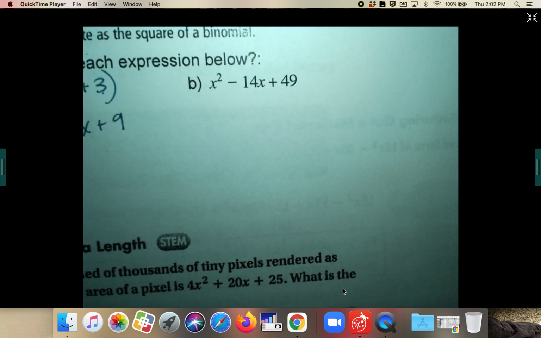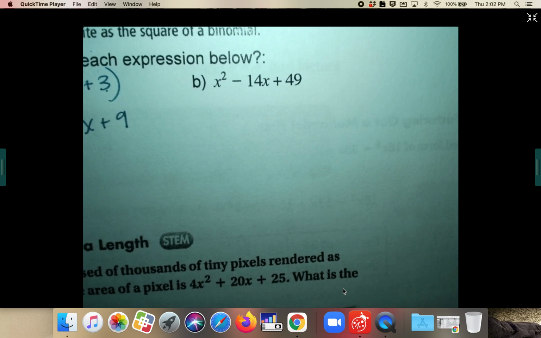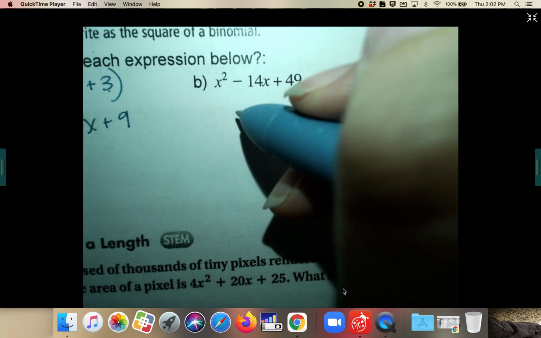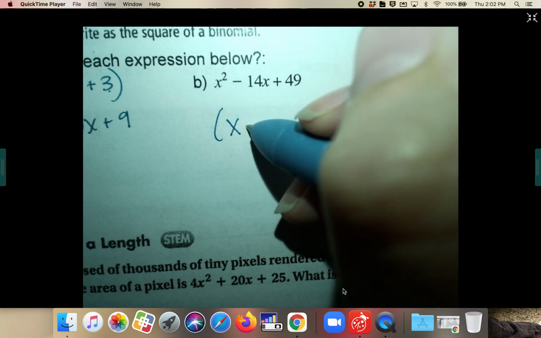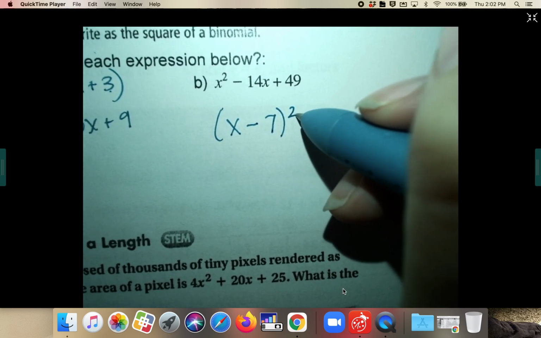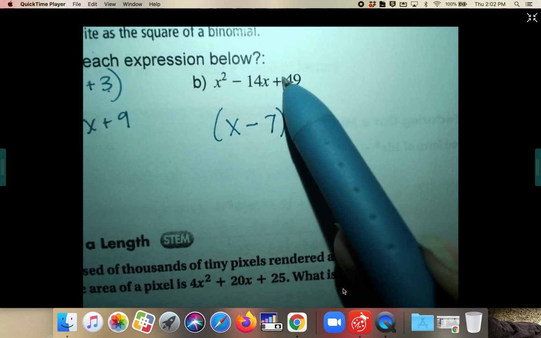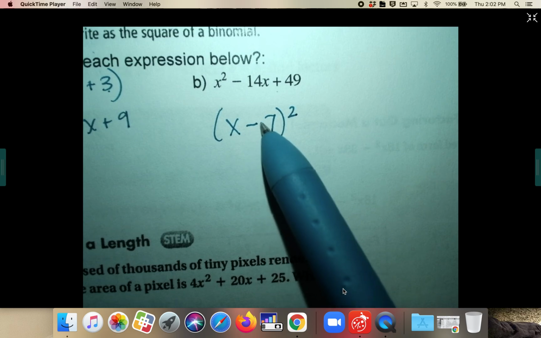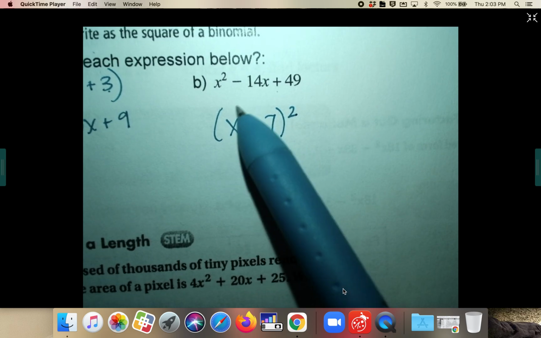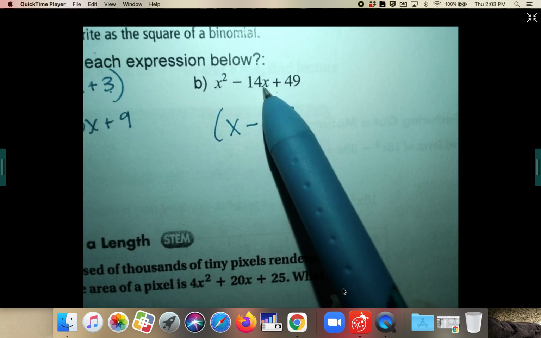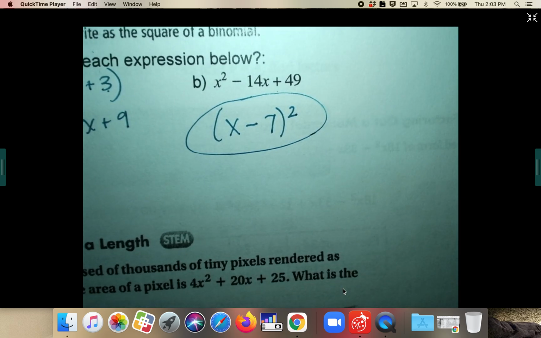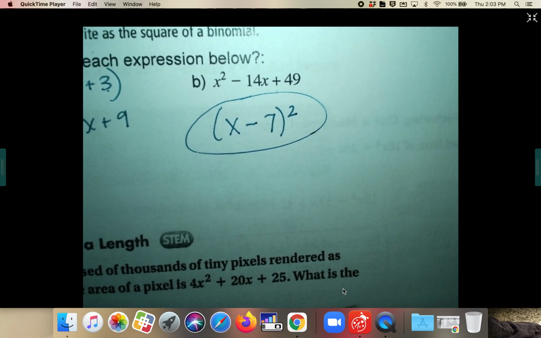On the U-try, and then we'll see how you did. All right, if you're doing it or if you're checking it with me, you should have had x, and that would be a minus 7 squared. So again, negative 7 times negative 7 is positive 49, and negative 7x doubled is negative 14x. So again, you can check it by foiling it off to the side if you want.